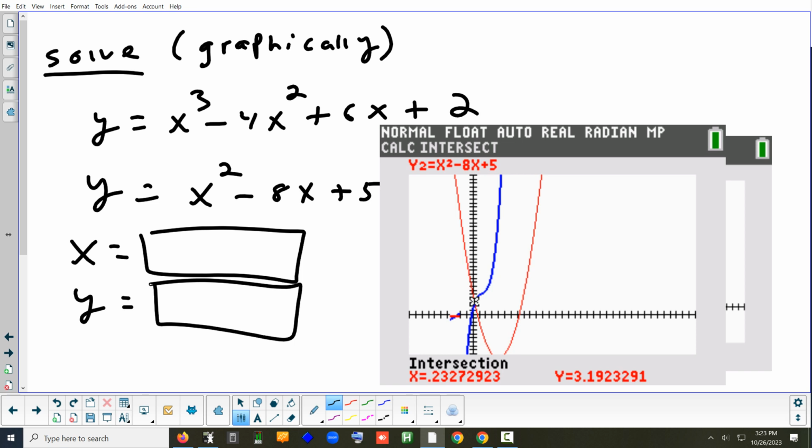So if you round that to 3 decimal places, what would be the x? 0.232... 0.233. Yeah. And how about if you round the y to 3? 3.192. Perfect. So that's how you solve a system of equations graphically. All right. Any questions on that one?